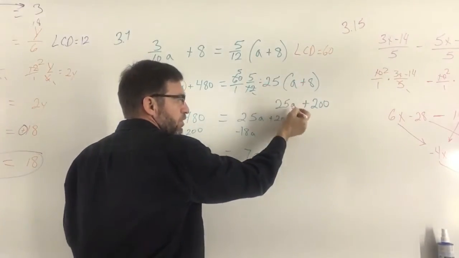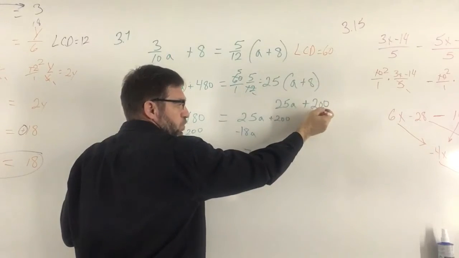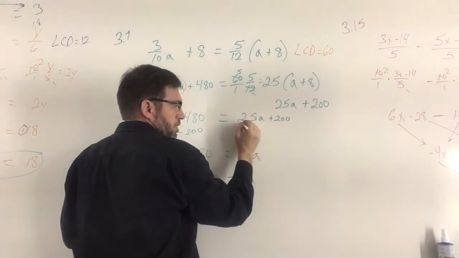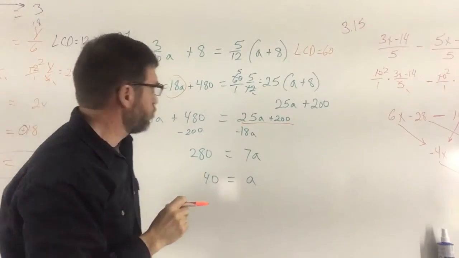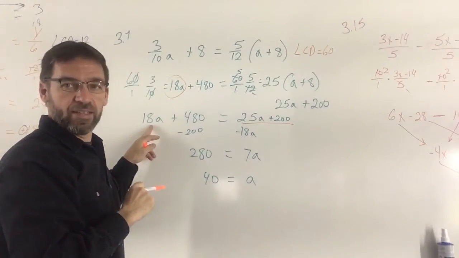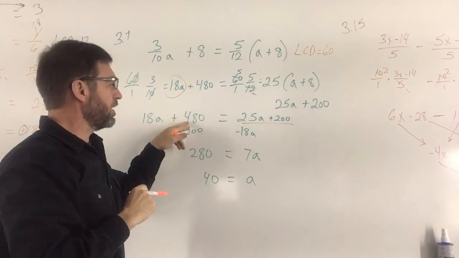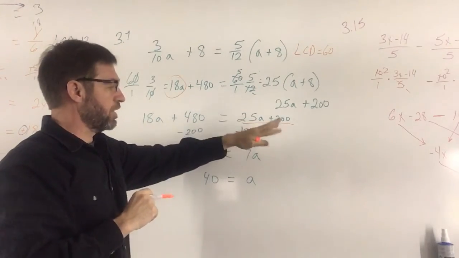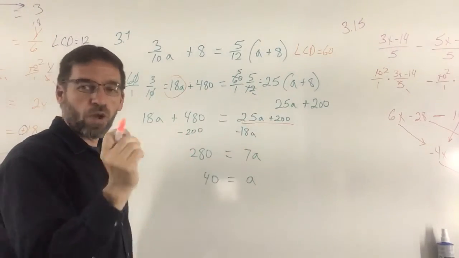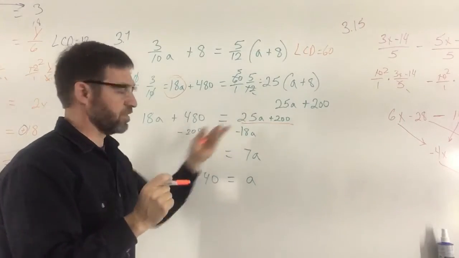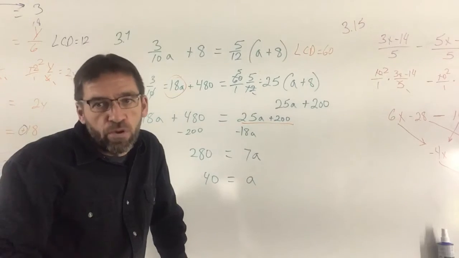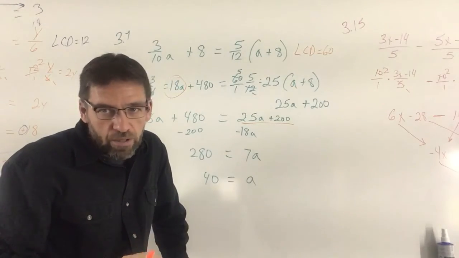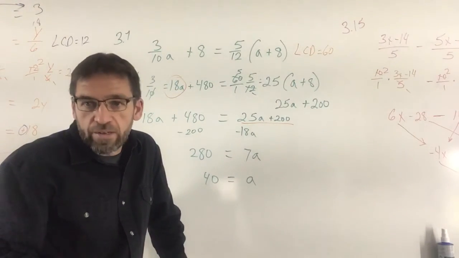25 times A is 25A, 25 times 8 is 200. Okay, so I brought that right down here. All right, now you back up here, you've got 18A plus 480 equals 25A plus 200. Do your swapping, and if you can swap different ways here, try to keep it all positive. It'll make it easier and less prone to mistakes. It won't matter in your final answer if you do negatives correctly.